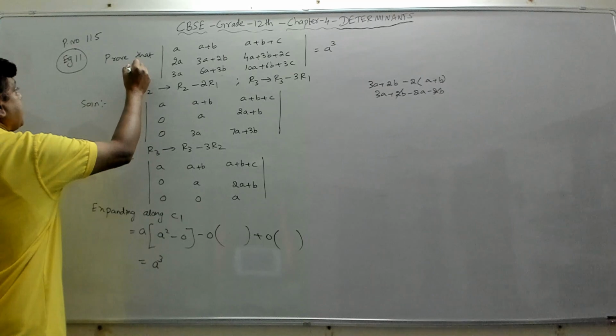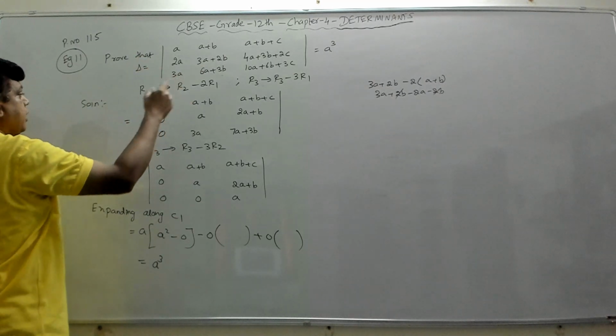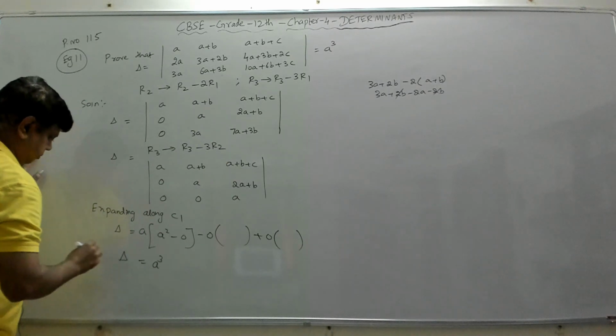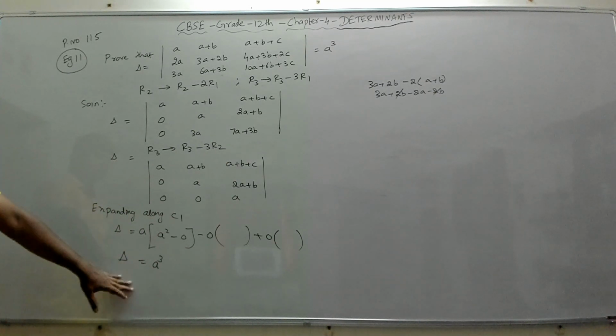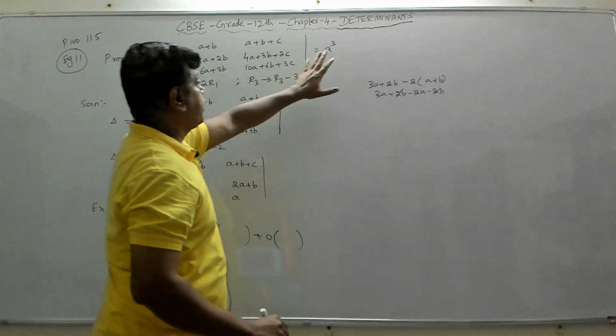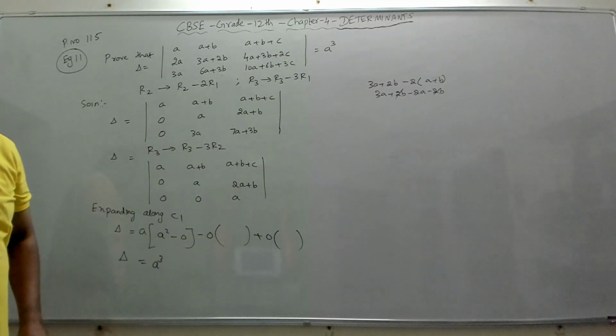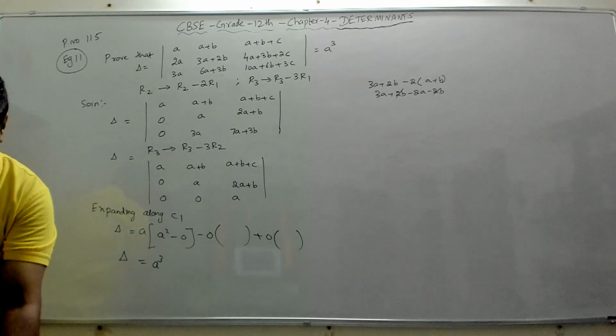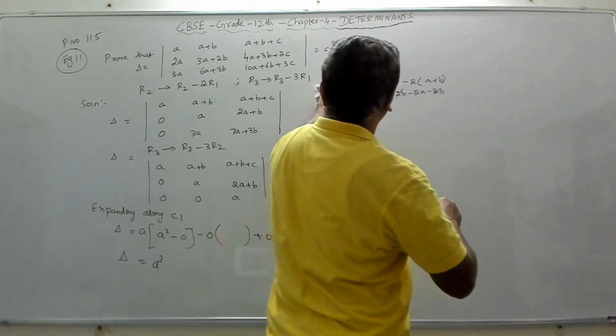So we have proved the value of this determinant. Suppose I call this delta. Delta equal to A cube. So we have proved delta equal to A cube, which means the value of this determinant is equal to A cube. So that's the proof of this. All of you can pause the video and take the notes. I will go to the next problem, which is example 12.